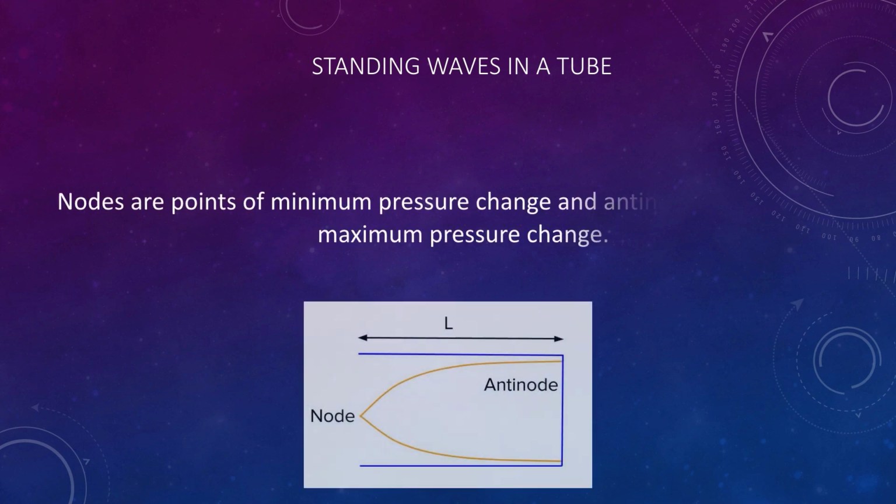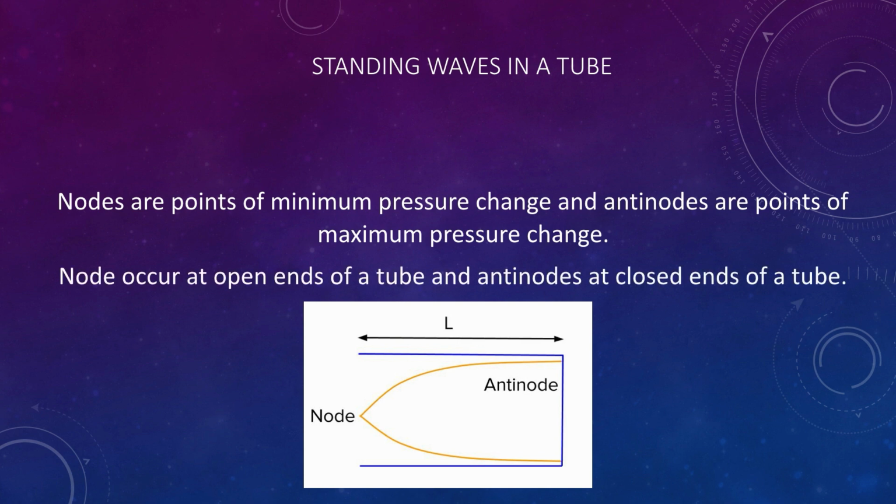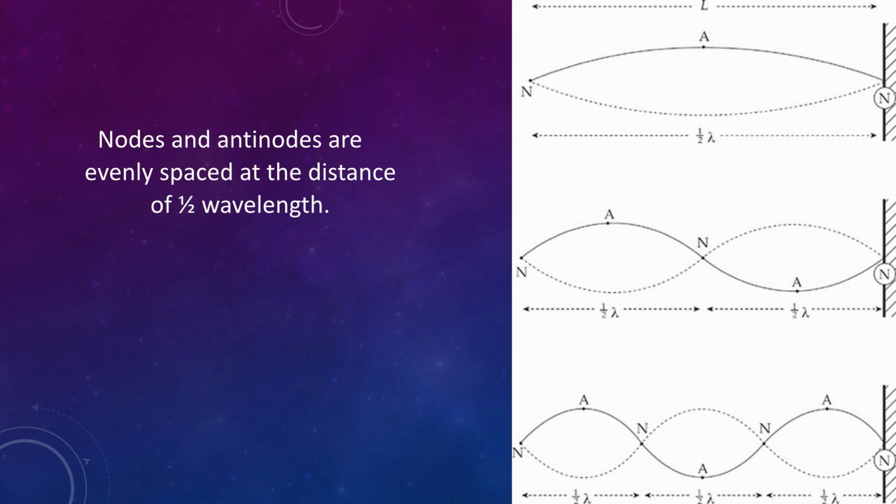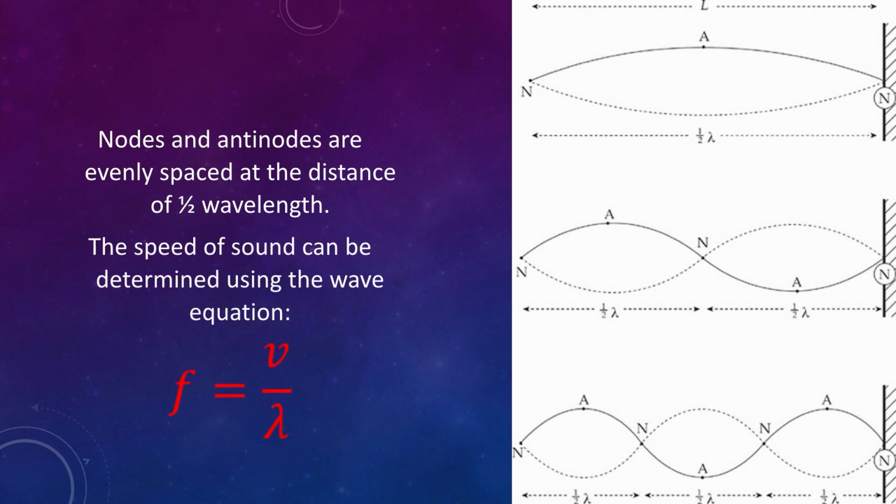We'll see that nodes are points of minimum pressure change and antinodes are points of maximum pressure change, and that nodes occur at open ends of a tube and antinodes at closed ends of a tube. We'll see that nodes and antinodes are evenly spaced at the distance of half a wavelength, and that the speed of sound can be determined using the wave equation f = v/λ.